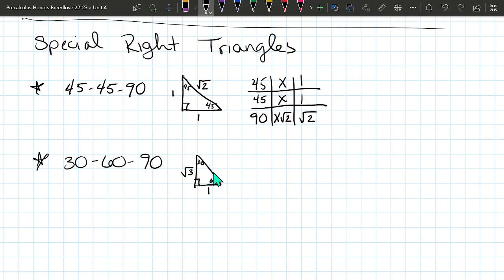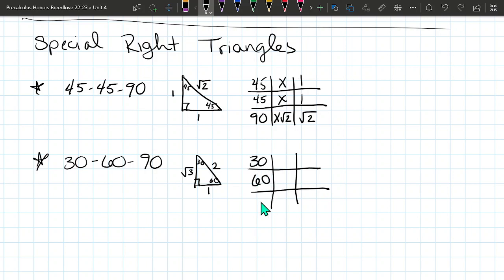And across from 90 is going to be 2 times the length of that leg. If the length was 1, 2 times 1 is 2. All right, that is just with the triangle method. I'm pretty sure Coach Bala teaches it that way. I've always taught it with the tic-tac-toe.